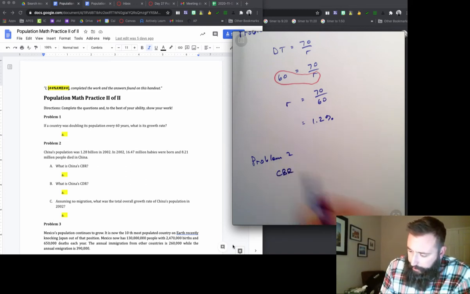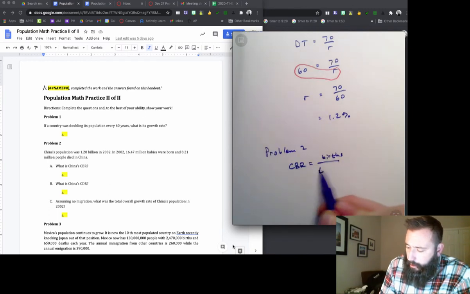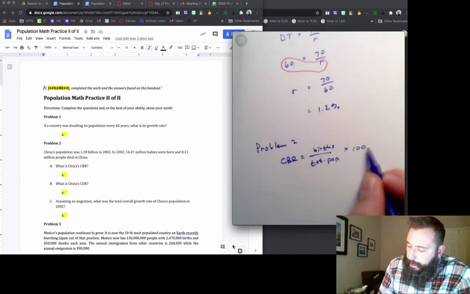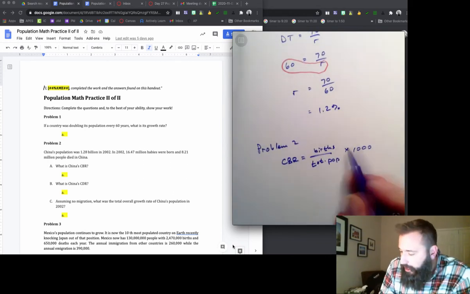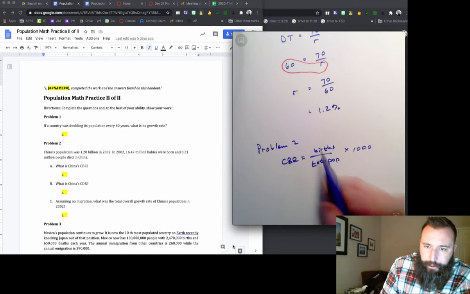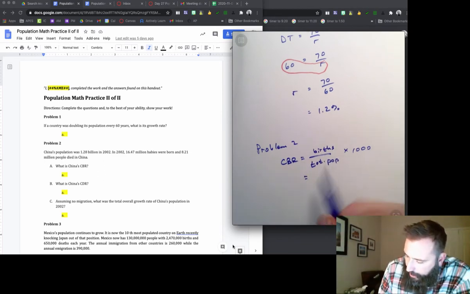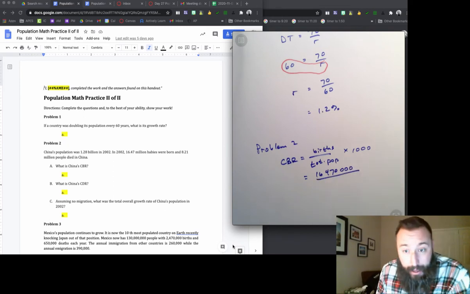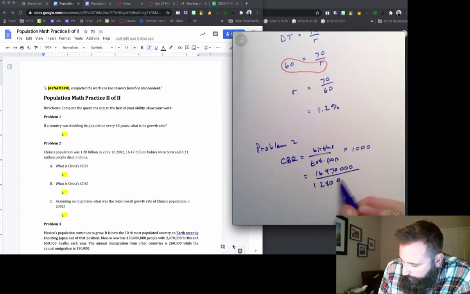Let's do CBR first. CBR is equal to the number of births divided by the total population. And we multiply that number times 1,000 to standardize that number, because CBR is always out of 1,000 people, and if we didn't multiply it by 1,000, then it would be out of billions of people or whatever, right? So we're kind of simplifying and standardizing that number as a result. So let's write out the numbers. I guess maybe you might be typing them out. I don't know. I do ask that you show your work.